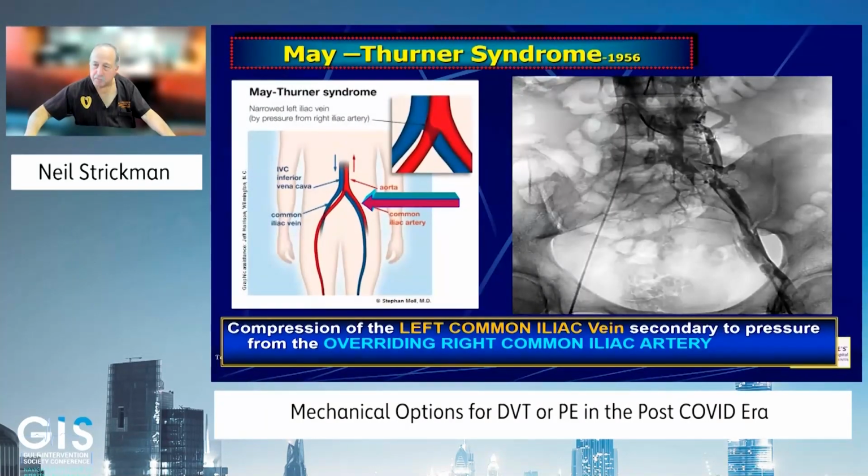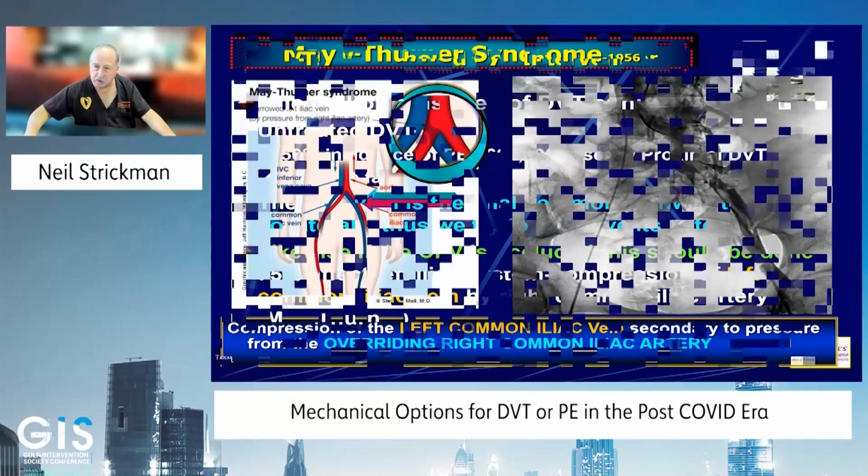I'd be remiss if I didn't mention May-Turner syndrome, which is the right common iliac artery overlapping and compressing the left common iliac vein, causing DVT. This is the most common cause of left-sided DVT.